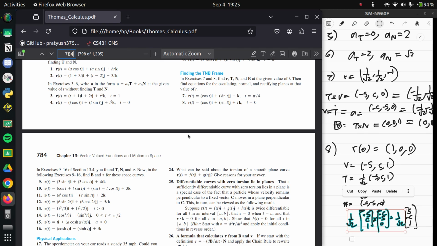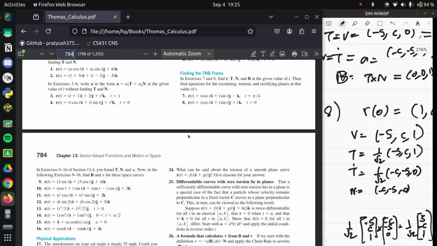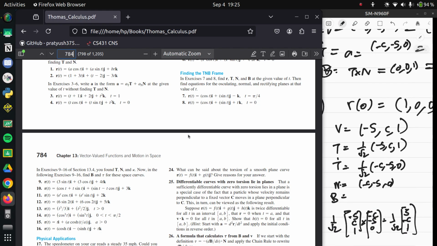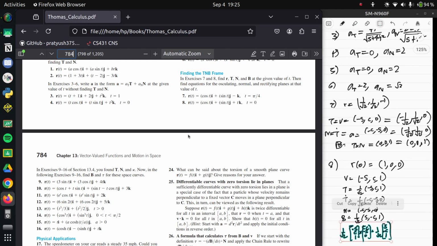How do I even write this? I'm just gonna take the whole thing, shrink it, and write it down. So your binomial vector is just 1 by square root of 2, and then you got sine minus cosine and then 1. So you want this at t equal to 0, right?